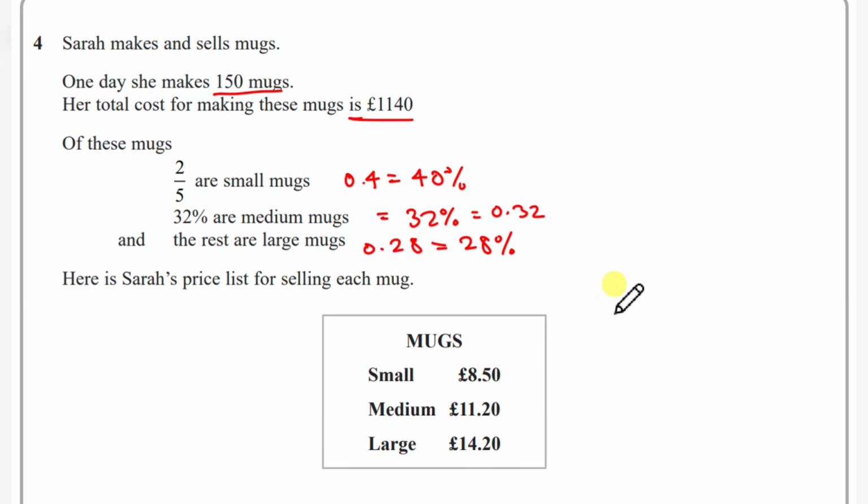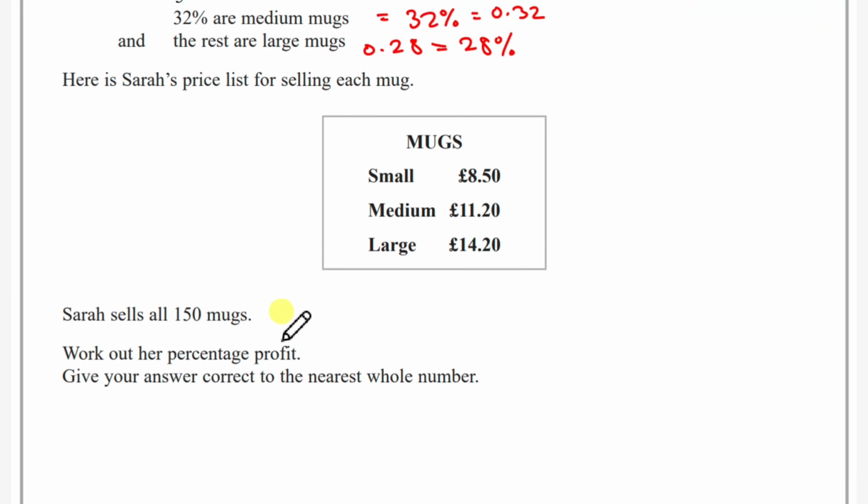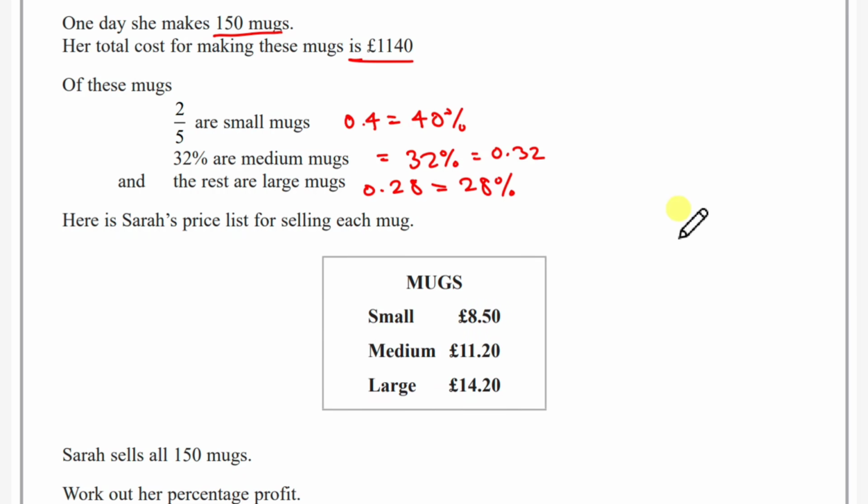Now, let's keep going. So here is Sarah's price list for selling each mug, okay? Now, she sells all 150 mugs. Work out her percentage profit. So what we're going to do right now is firstly work out how many small, medium, large mugs there actually are, yeah? So let's do the first one. For small mugs, it's going to be 40% of 150. So in your calculator, just write 0.4 times 150. And if you do that, you should get 60 mugs.